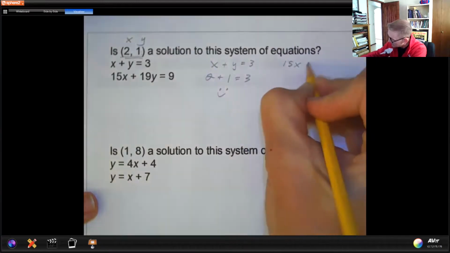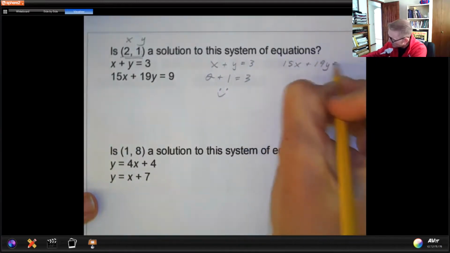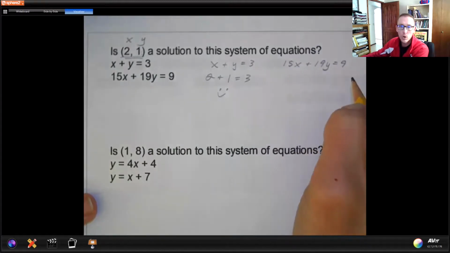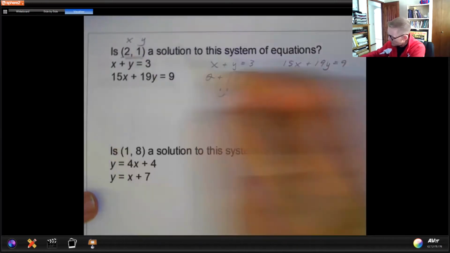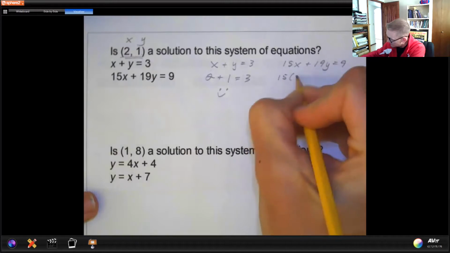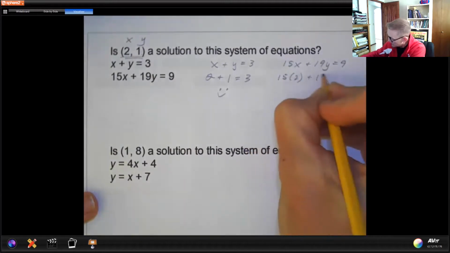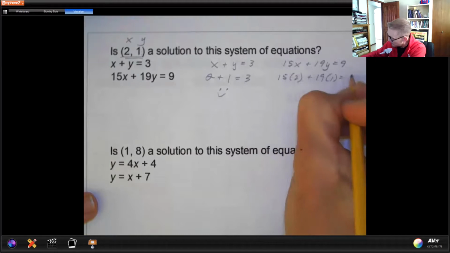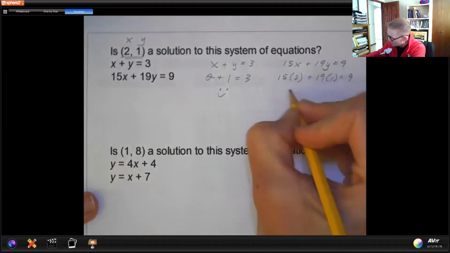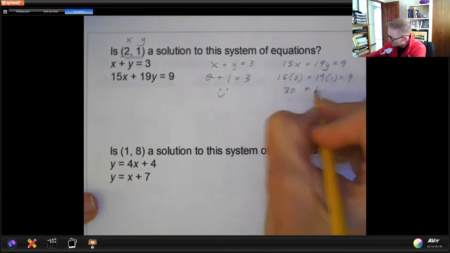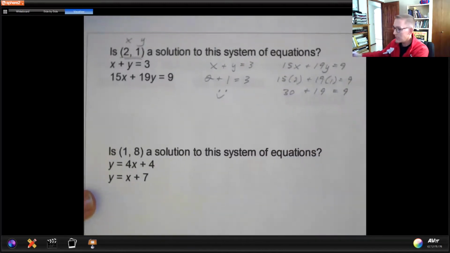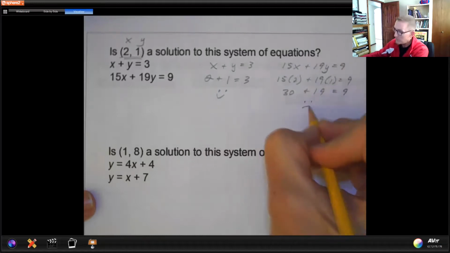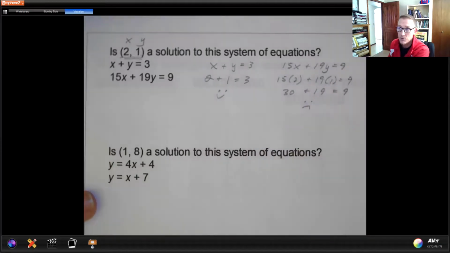So this ordered pair I have to now test in the second one. So 15x plus 19y equals 9. It has to work in both equations. So I'm going to go ahead and put the 2 in for x and the 1 in for y. So this is 15 times 2 plus 19 times 1 equals 9. So 15 times 2 is 30 plus 19 equals 9. Does 30 plus 19 equal 9? The sad face goes in here because that's not true.